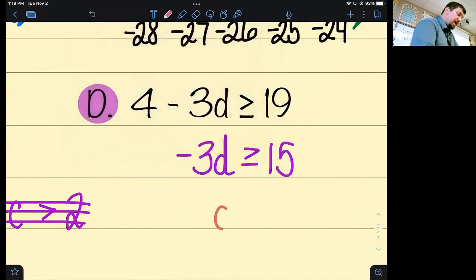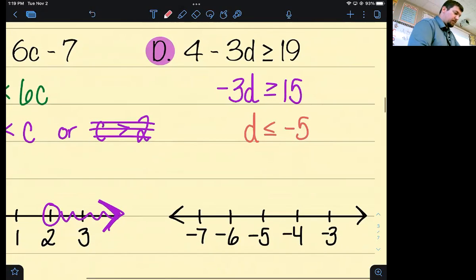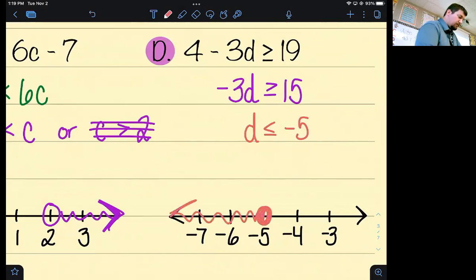Okay, and 2 things are going to happen when I divide by -3. What's one of those things? Perfect. -5. What else happens when I divide by a negative? That's right. So we get D is now less than or equal to -5. Maddox, do I use an open or closed circle? And is D bigger or smaller? Right, there we go.